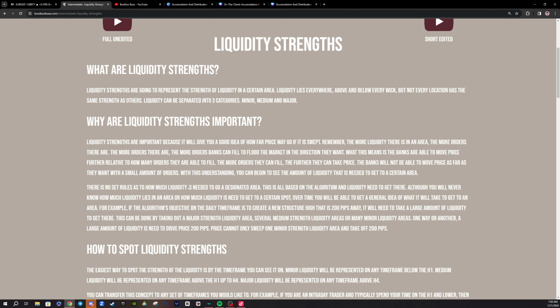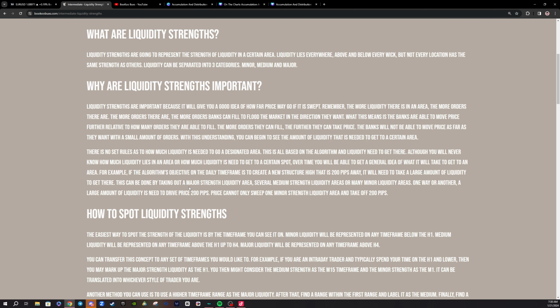Why are liquidity strengths important? Liquidity strengths are important because it will give you a good idea of how far price may go if it is swept. Remember, the more liquidity there is in an area, the more orders there are. The more orders there are, the more orders banks can fill to flood the market in the direction they want. What this means is the banks are able to move price further relative to how many orders they are able to fill. The more orders they can fill, the further they can take price. The banks will not be able to move price as far as they want with a small amount of orders.